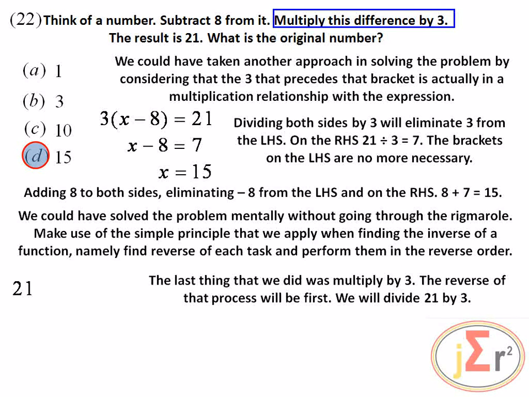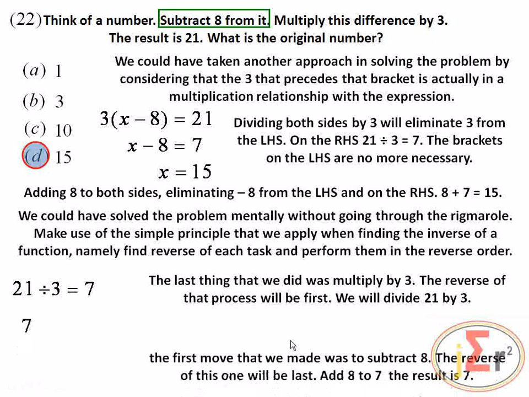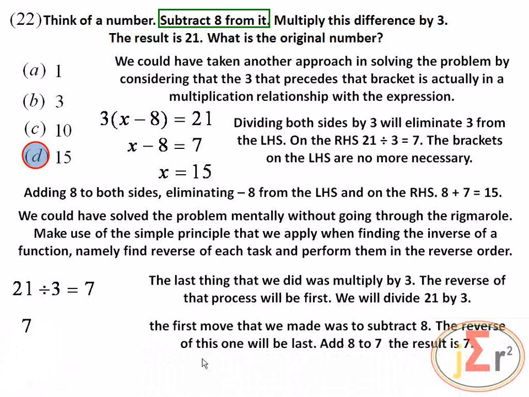So the last thing that we did was multiply by 3. The reverse of that process will be first. We will divide 21 by 3. So we divide 21 by 3 first. We get 7. Subtract 8 from it. So we have that 7. The first move that we made was subtract 8. The reverse of this one will be last.